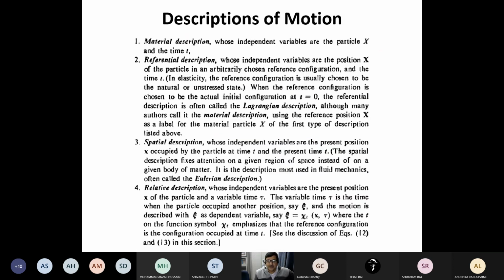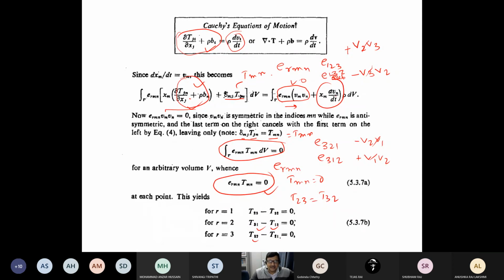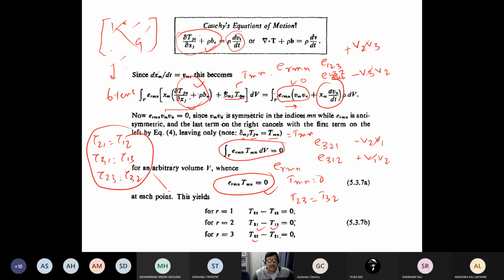And that is the reason why, when you say that there is a stress tensor, although there are 1 to 9 terms, you say that there are essentially 6 terms. Why? Because there are 3 diagonals and all these are symmetric matrices. They're equal. Tau 21 is equal to tau 12. Tau 31 is equal to tau 13. Tau 23 is equal to tau 32. So this combination, you get from where? You get it from the balance of angular momentum.